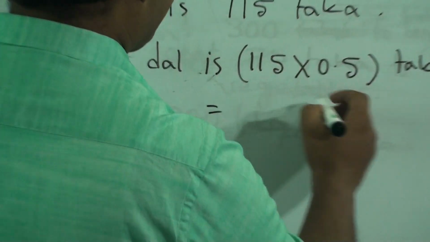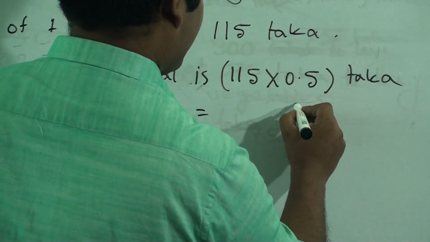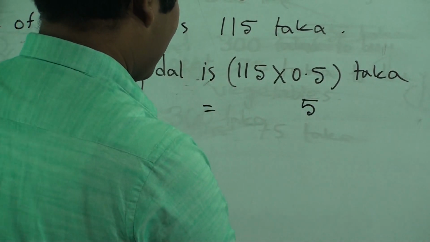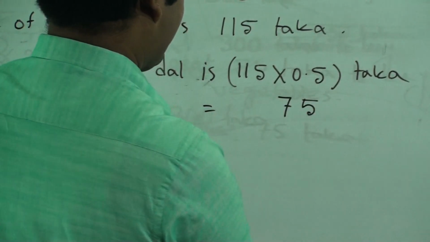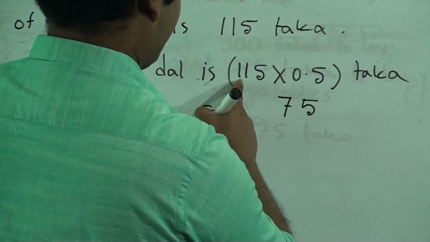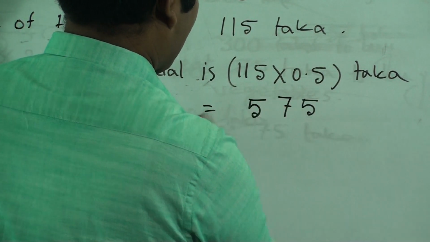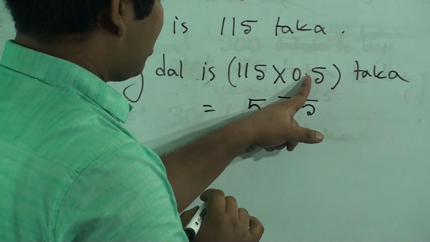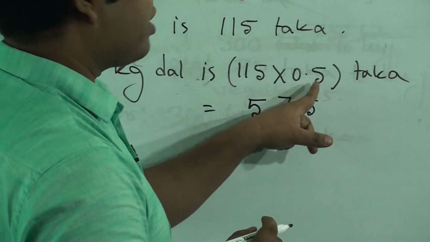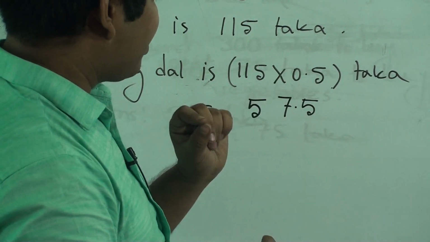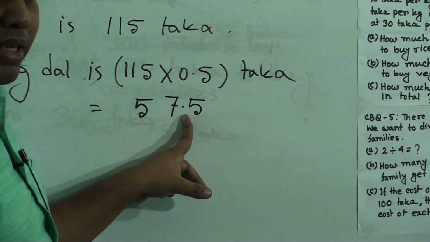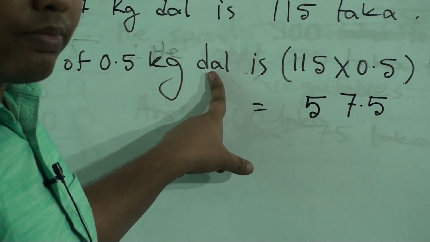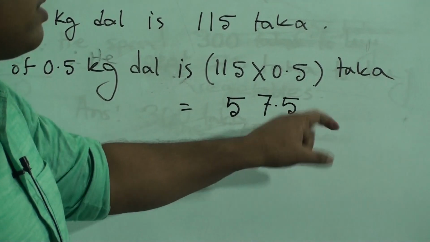Okay, now we do multiplication. That means 5 fives are 25, carrying 2. 5 on the 5 plus 2 is 7, and 5 ones are 5. So my dear student, you notice for this point I write the point here because after the point there is only one digit. That means in order to buy 0.5 kg dal he spent 57.5 taka.